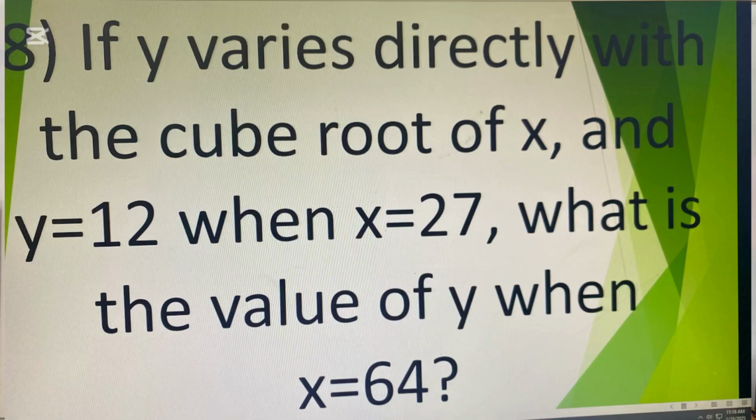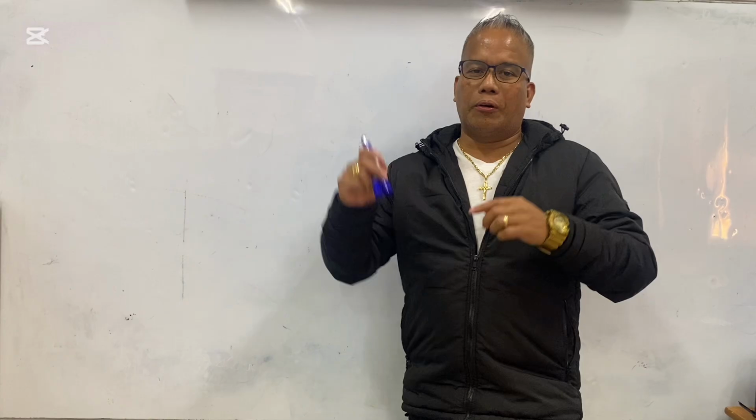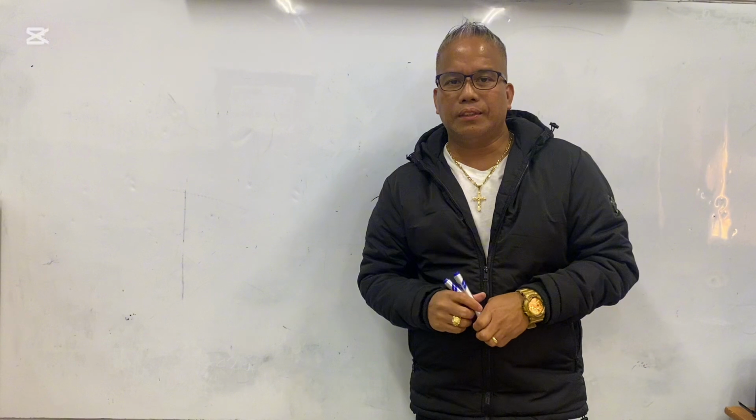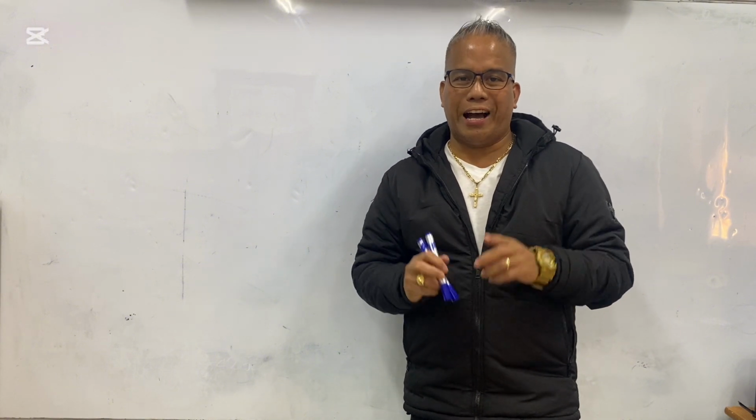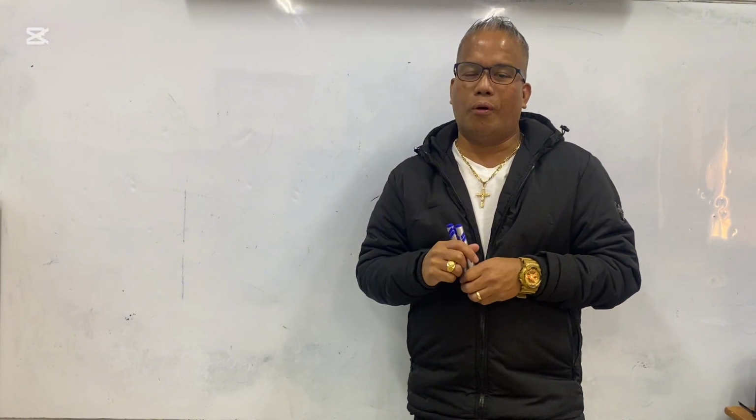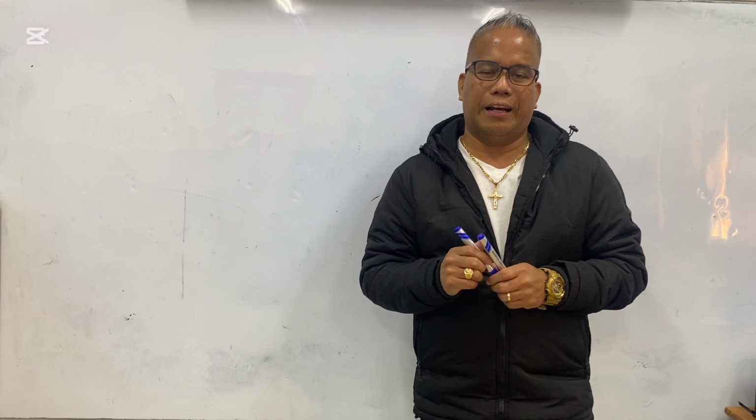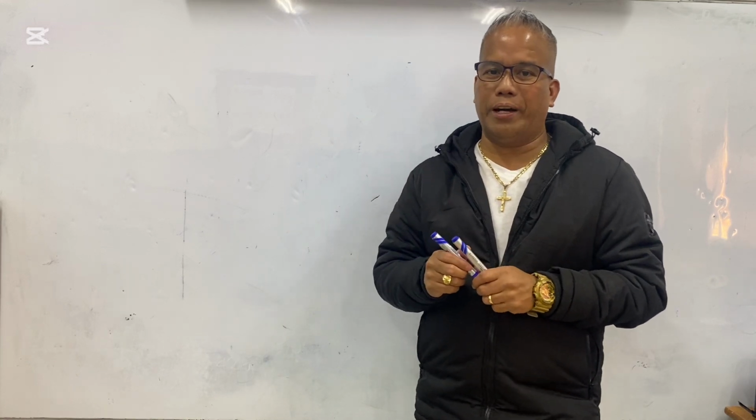Question number 8. If y varies directly with the cube root of x and y equals 12 when x equals 27, what is the value of y when x equals 64? Now, look at the problem. Analyze the question. Y varies directly as the cube root of x.